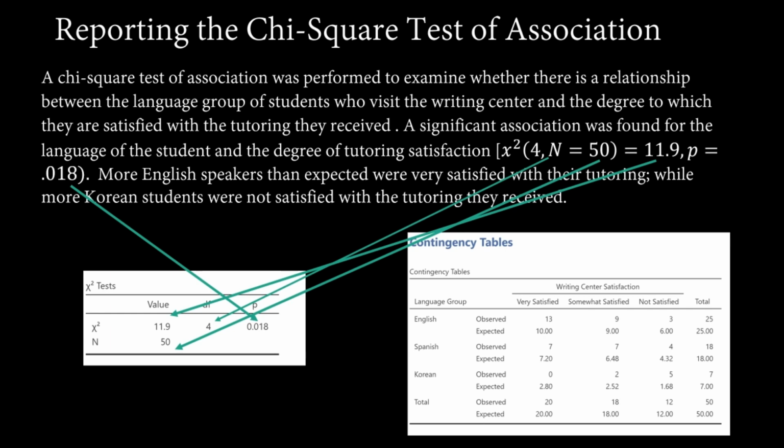As you can see, this is a relatively easy test to both understand and report, and to do, I would say, in JAMOVI.